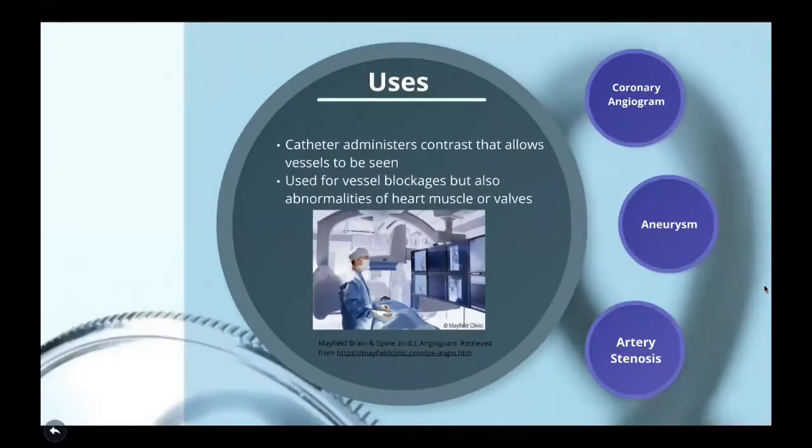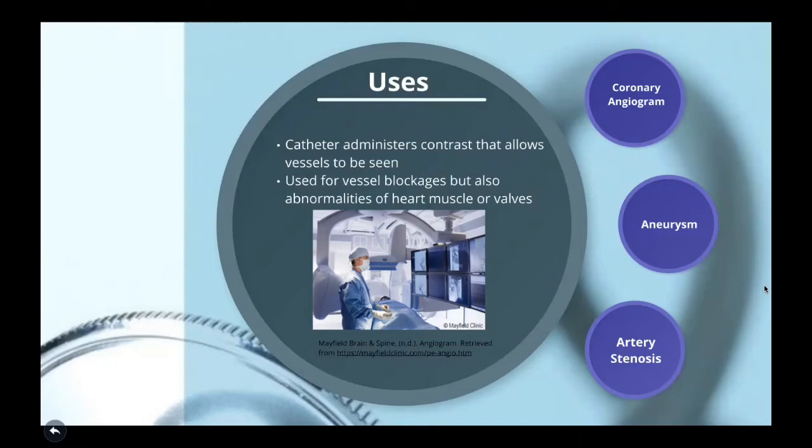There are several different ways that it is used, but the most common way is where a catheter is administered and a contrast allows the vessels to be seen. The contrast typically includes iodine because X-rays can't pass through it, so this is what allows the vessels to be picked up on the scan. It can be used for vessel blockages, but also to diagnose abnormalities of the heart muscle or the valves.